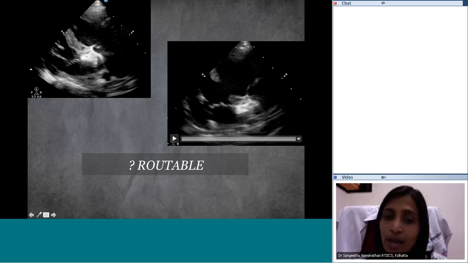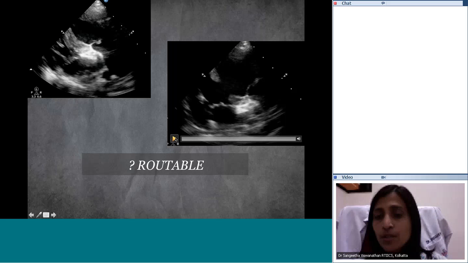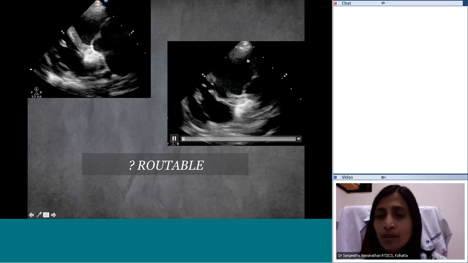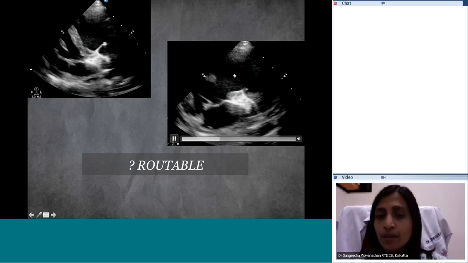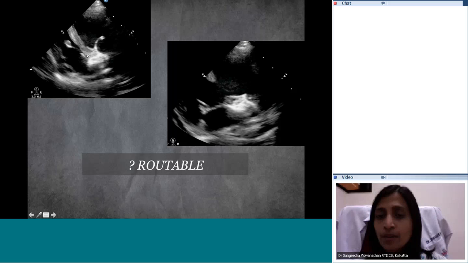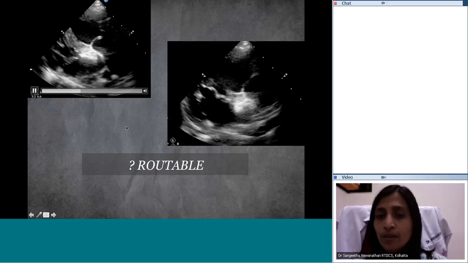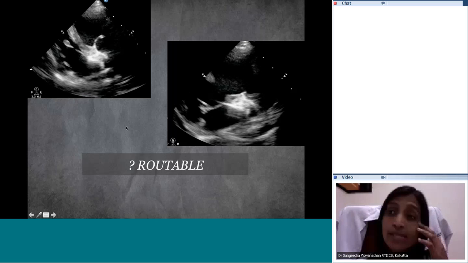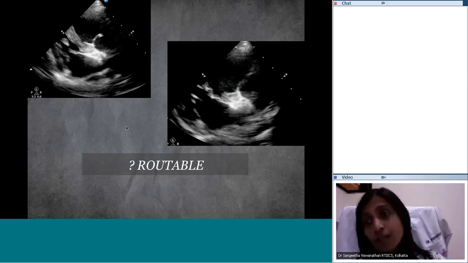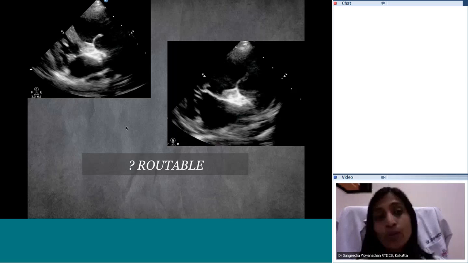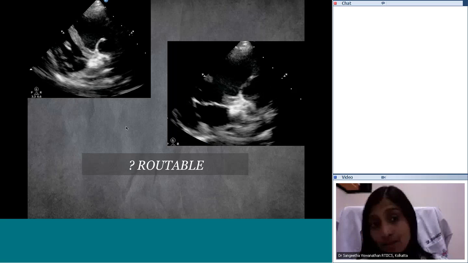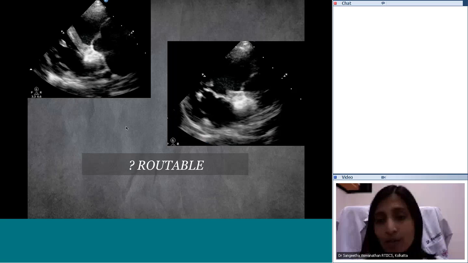And on this view, the VSD appears routable. So it's a little difficult really in this patient. In patients with inlet or remote VSDs it can be quite a challenge surgically. And again, I think the surgical strategy will very much depend on the unit and the surgeon and the team as to what they feel comfortable with.